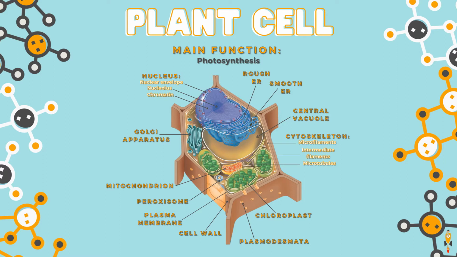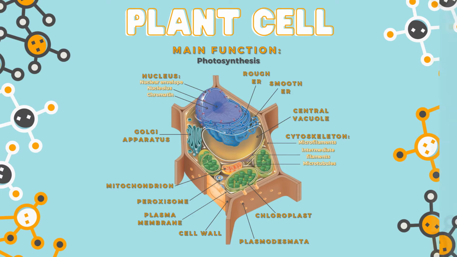Lastly, the plant cell consists of plastids like chloroplasts, chromoplasts, and leucoplasts. They are important for photosynthesis and storage within the plant. The chlorophyll, a green pigment in the chloroplasts, captures the light energy that drives the reactions of plant photosynthesis.